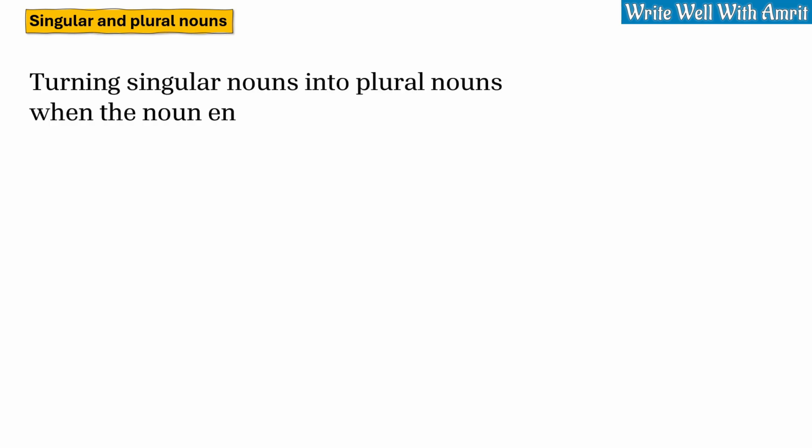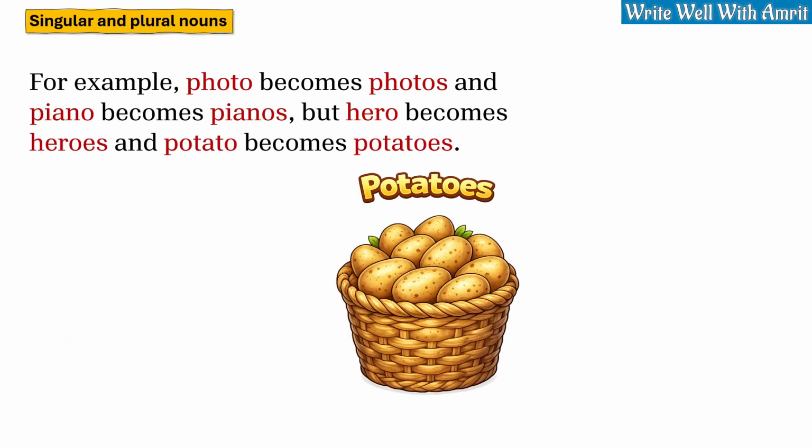Turning singular nouns into plural nouns when the noun ends with o. I must confess that there is no hard and fast rule on how to turn this type of singular noun into plural noun. For example, photo becomes photos and piano becomes pianos, but then hero becomes heroes and potato becomes potatoes. You just need to remember them.